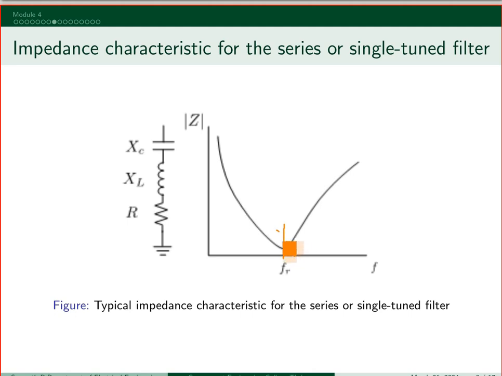In particular, in this region the impedance is very low, and whatever frequencies fall within this region, not only FR, in and around that FR you have very low impedance. So it basically eliminates frequencies within a small band, which is the tuned frequency. So this is the typical curve of a single tuned filter, where your tuning is for a single frequency.